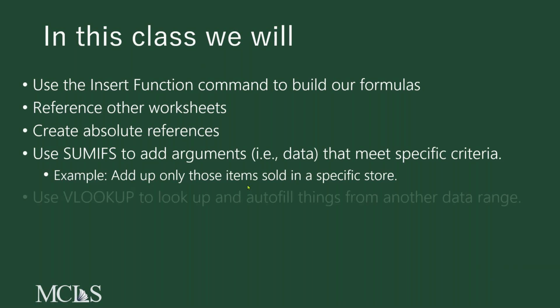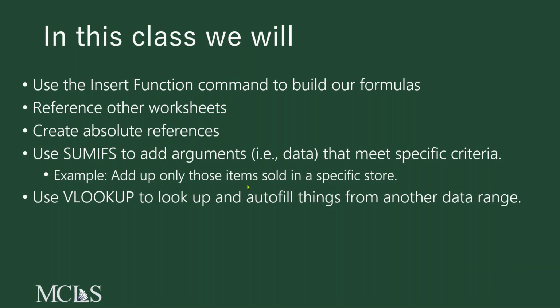Another function I'm going to introduce is the VLOOKUP function, which allows you to look up and autofill things from another data range. So for example, if you type in a product ID into your worksheet, it will automatically generate the price attached to that product ID without you having to look for it. All right, so let's go ahead and jump into Excel.